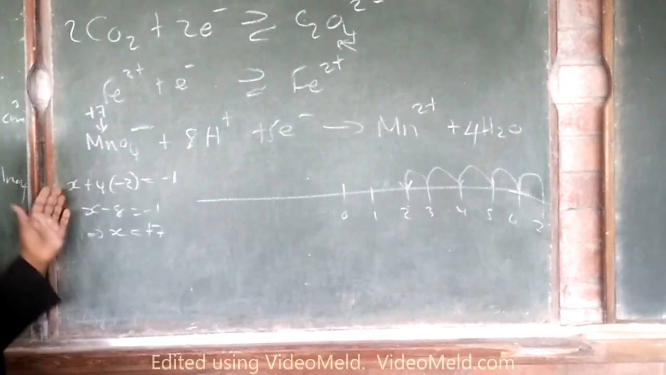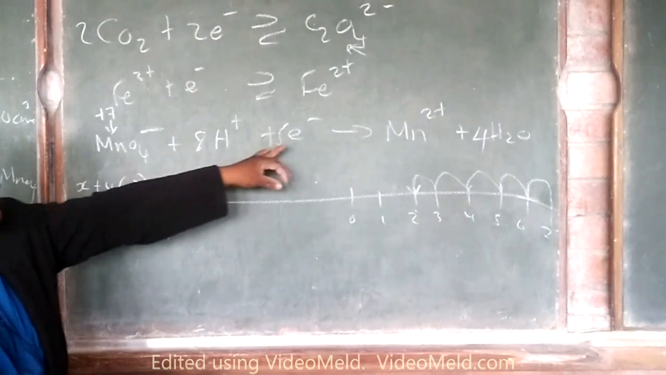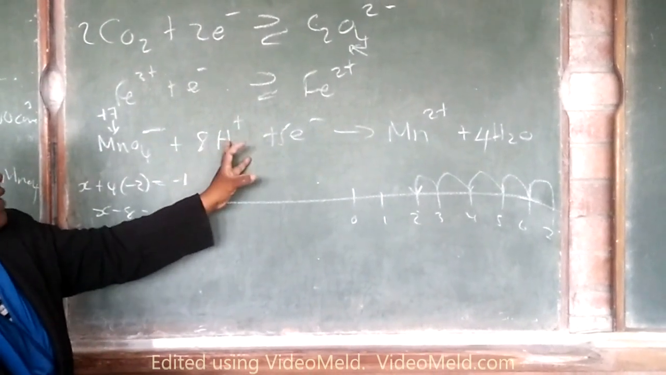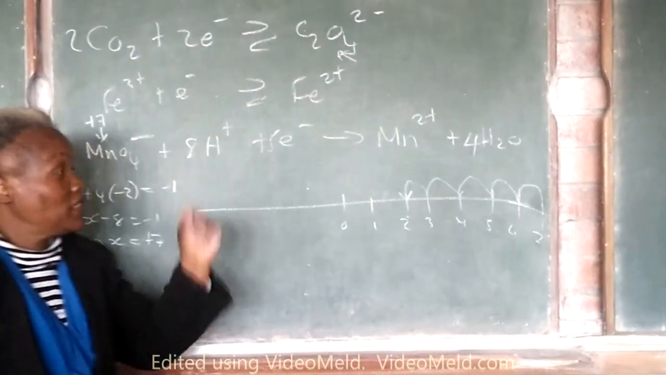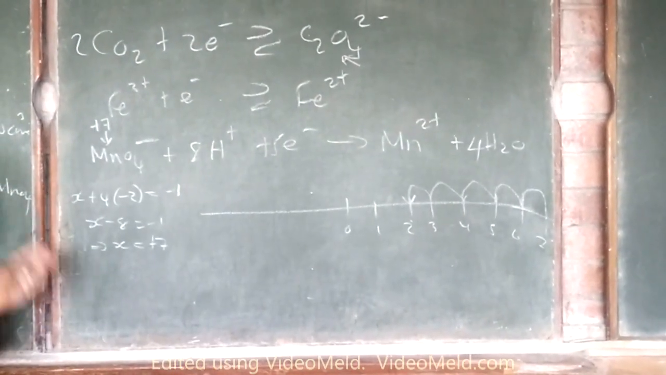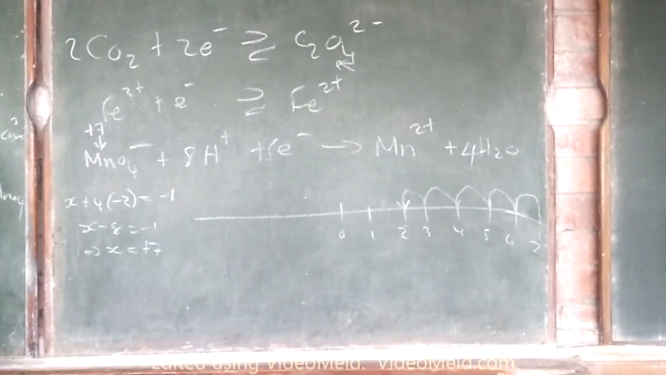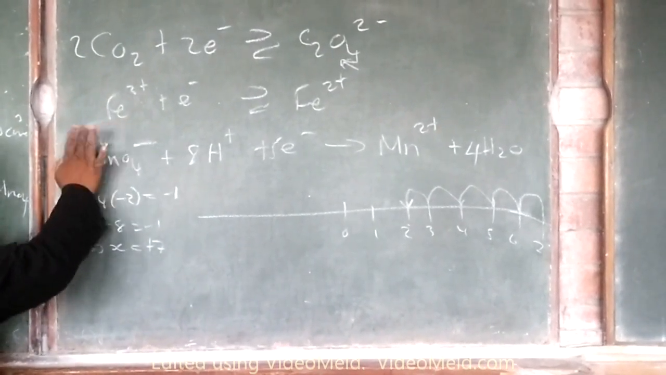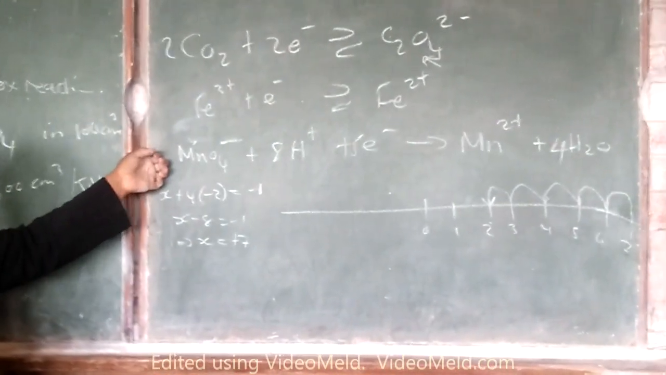So let's check the charges. They are now balanced because on the left you have minus 1 plus 8 minus 5, which gives us plus 2, and here we have plus 2. So this is now balanced in terms of atoms as well as in terms of charge. And I think this is the half equation which you are given. This is how you determine it.